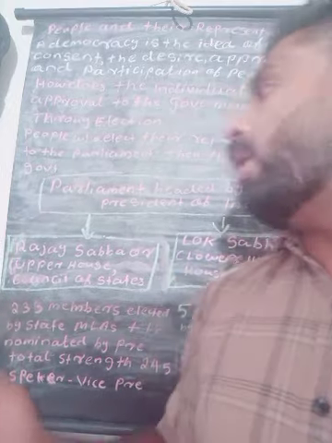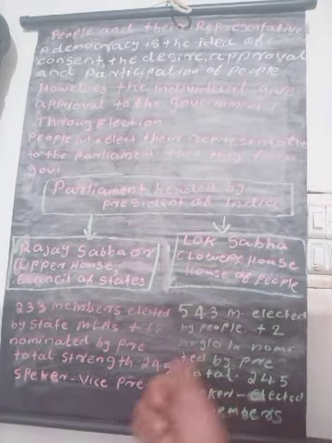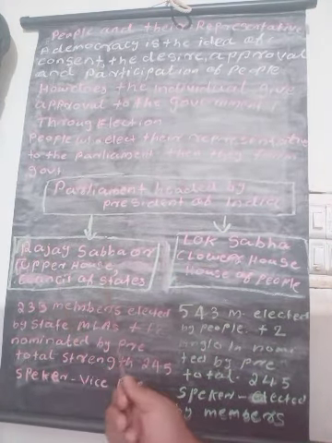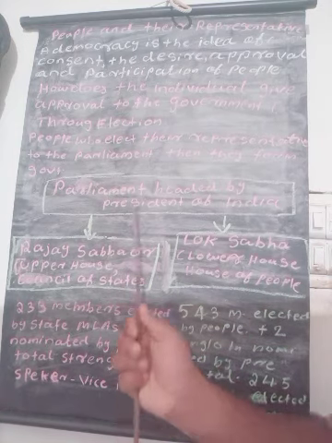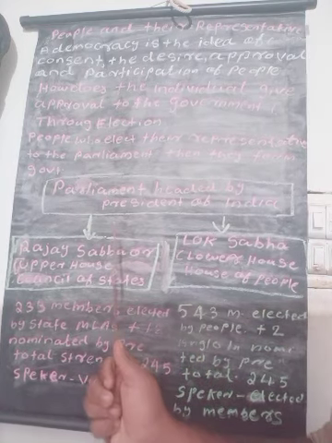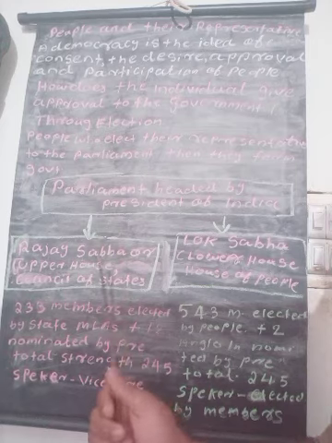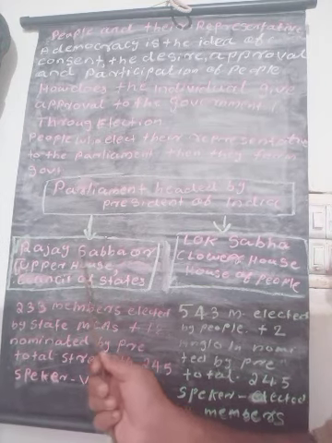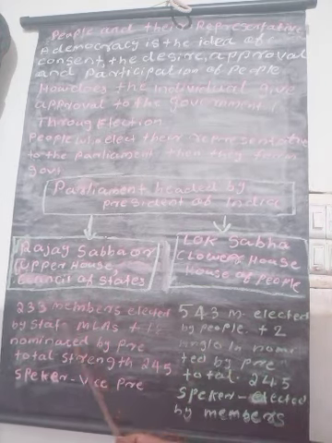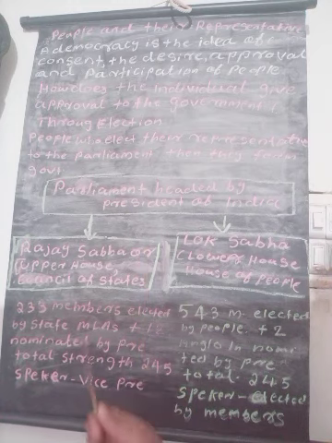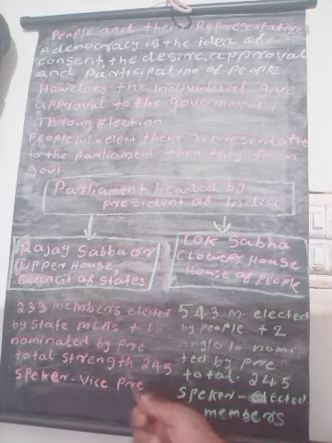Then the parliament has two houses, Rajya Sabha and Lok Sabha. Parliament is not divided into two, but it has two houses, that is Rajya Sabha and Lok Sabha. Rajya Sabha, or the upper house, is also known as the Council of States.